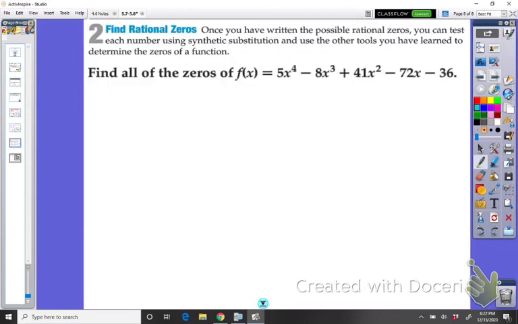Now, when we do this last problem, it says once you have written out the possible rational zeros, you can test each number by using synthetic substitution, synthetic division that we talked about earlier in the chapter, or use other tools you've learned to determine the zeros of a function. I'm not going to list out all the possible numbers because there's a lot of possibilities, but a good tool that we have used is to graph it and look for the x-intercepts.